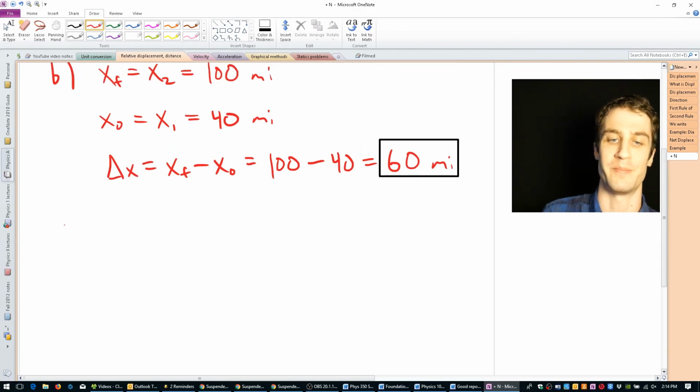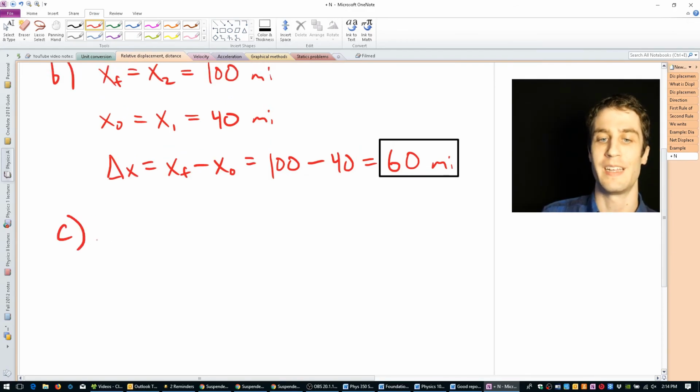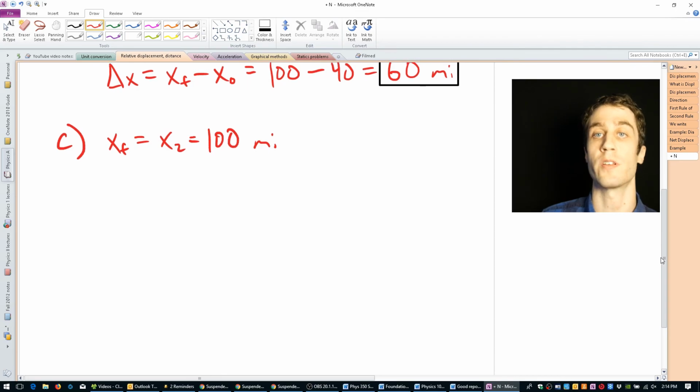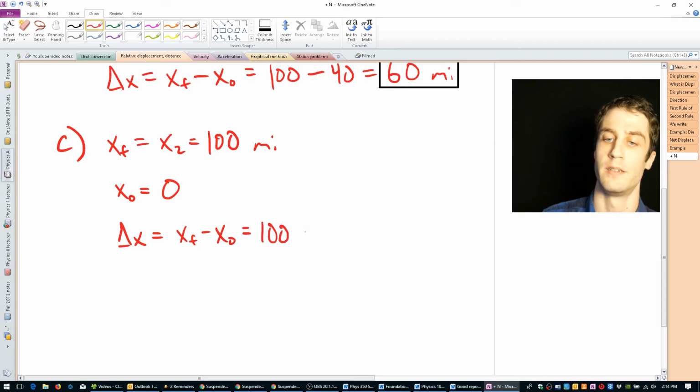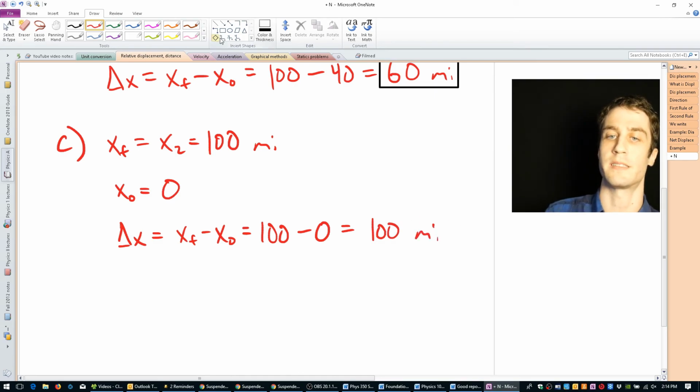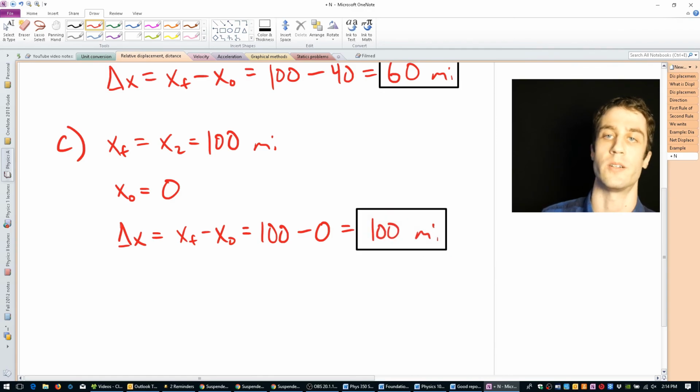All right, let's finish it up. Part C. X final was x2, which was 100 miles. So it ends up at x2. Part C was what's its displacement over the 2 hours. X initial was where it started, which was at 0 miles. And delta x is equal to x final minus x initial. And that's 100 minus 0, which is 100 miles. So over 2 hours, its net displacement was 100 miles.